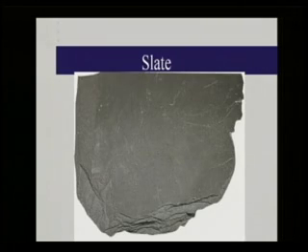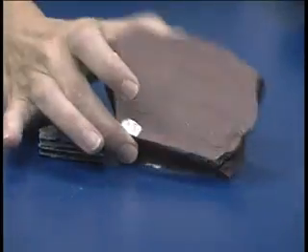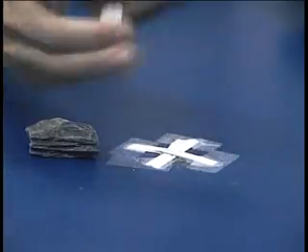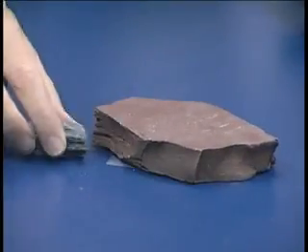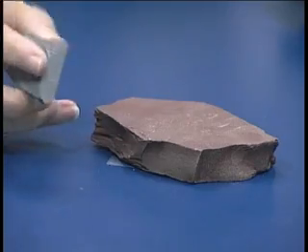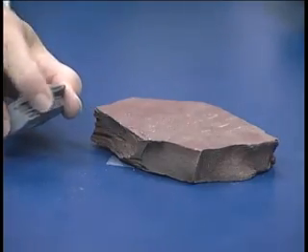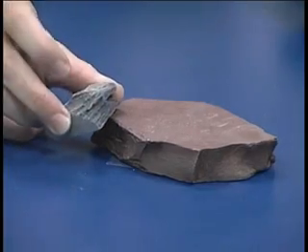This is slate, and I brought a sample here to show you. This is a red slate. Commonly we'll see it in this nice gray color. Notice the different layers here. This is known as slaty cleavage.